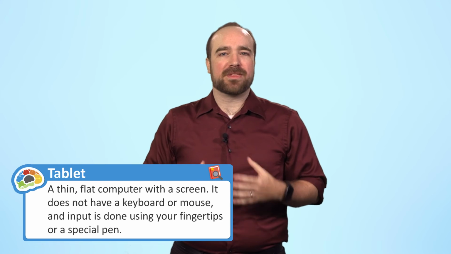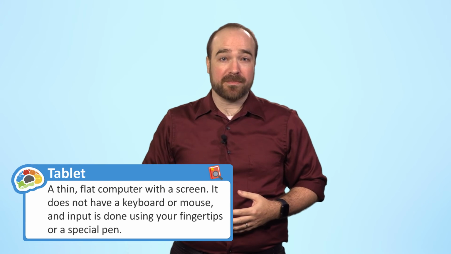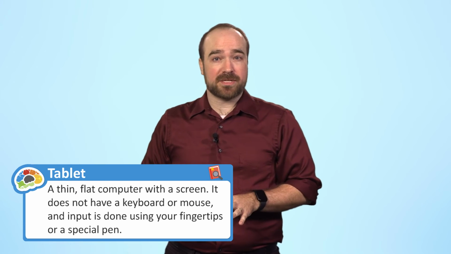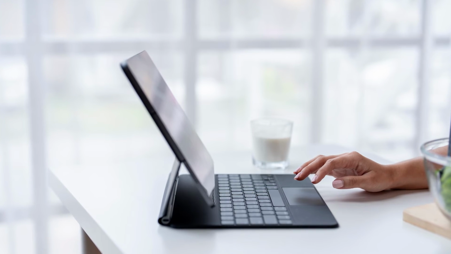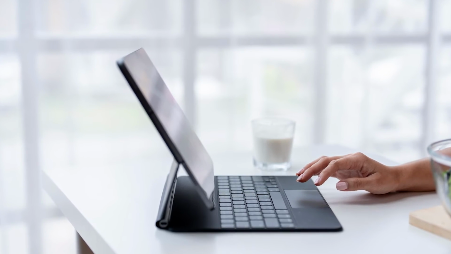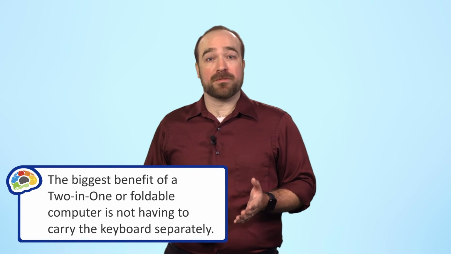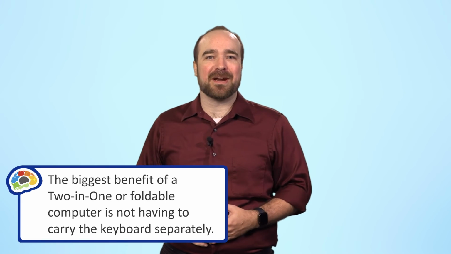Tablets are simply a thin, flat computer with a screen. They do not have a keyboard or mouse, and input is done using your finger or a special pen. However, most tablets allow for the addition of a detachable keyboard. The biggest benefit of having a two-in-one or foldable computer is you don't have to carry the keyboard separately. Having something that is portable is really convenient. You don't have to carry around all those extra parts.